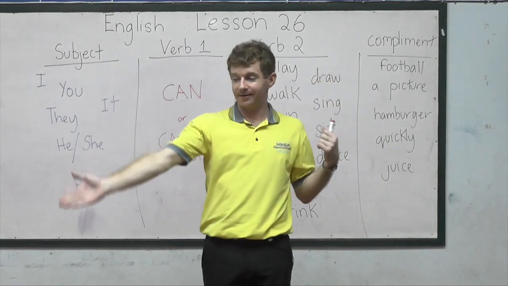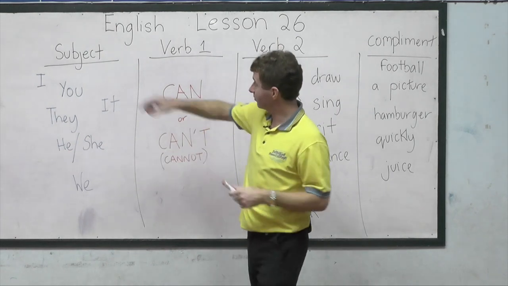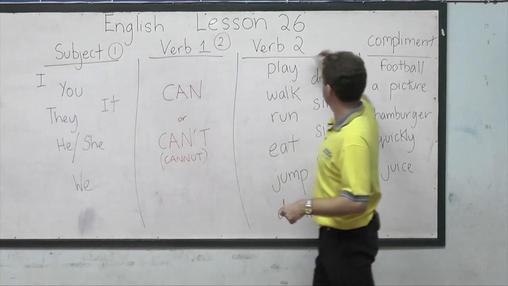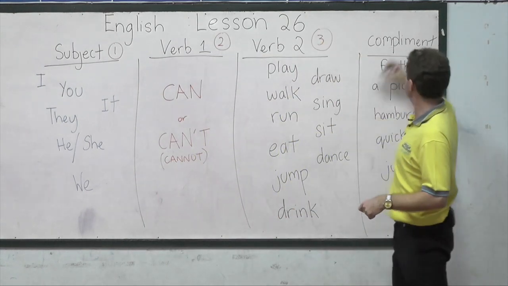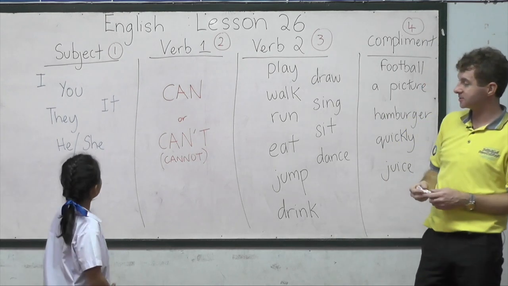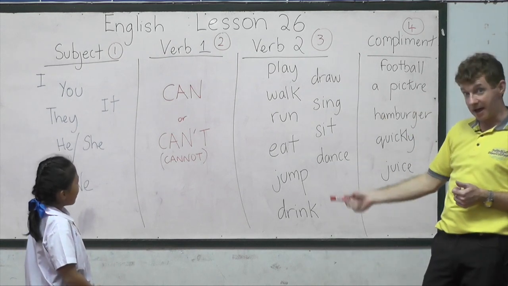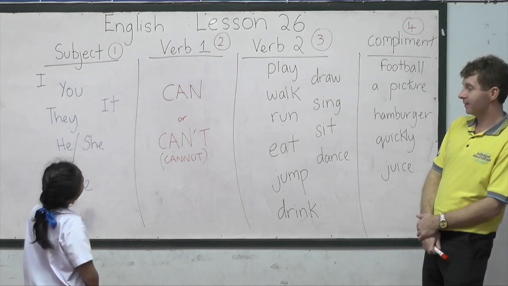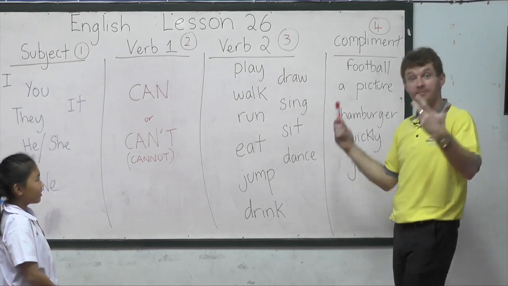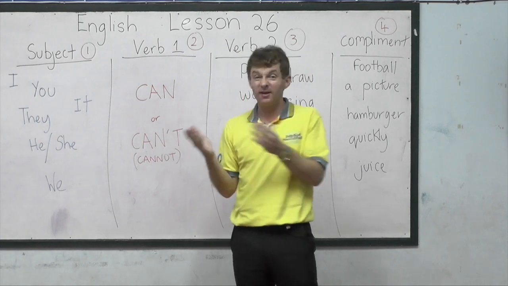So, Nadia. Please join teacher at the front. So, this is word group 1. This is word group 2. This is word group 3. And this is word group 4. Can you say your 4 words in a sentence? I can play. I can play. Badminton. Excellent. High five and round of applause.